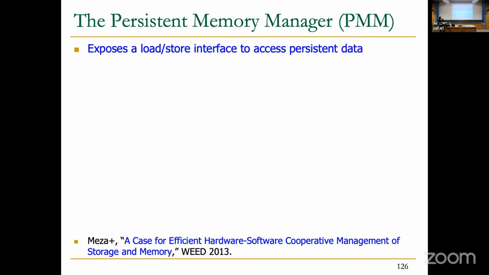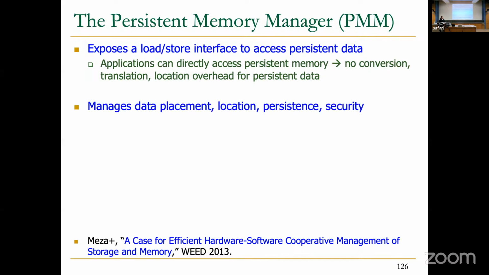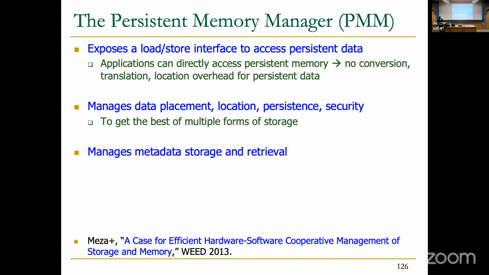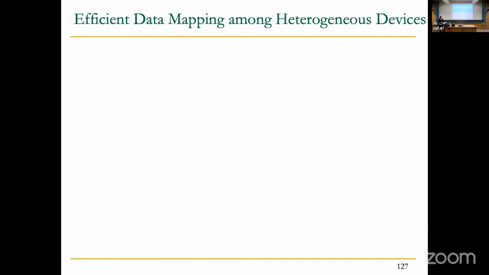And so it exposes the load and store interface to access the persistent data, so applications can directly access the persistent memory. There are no conversions between different systems, and no translation or location overhead for the persistent data. It manages the data placement, location, persistence, and security to get the best of the multiple forms of storage. Also, it manages metadata storage and retrieval, which can add a lot of overhead, which needs to be designed and managed well. But this also provides some benefits: it provides hooks and an interface for system software, making it simpler to enable better data placement and management decisions.